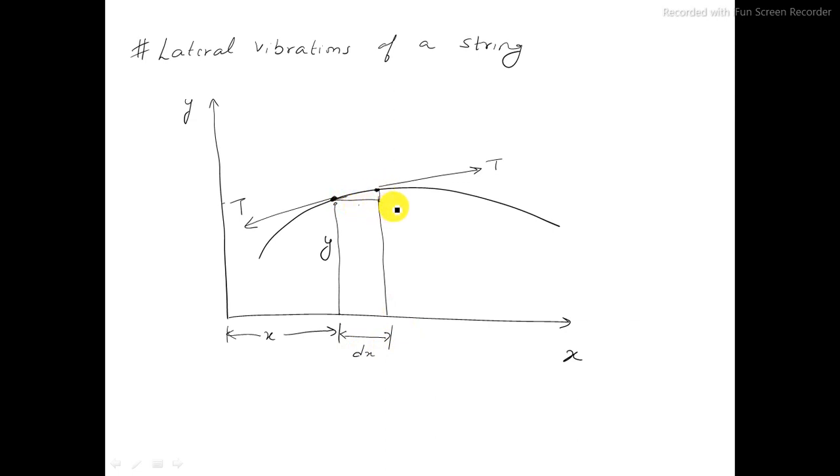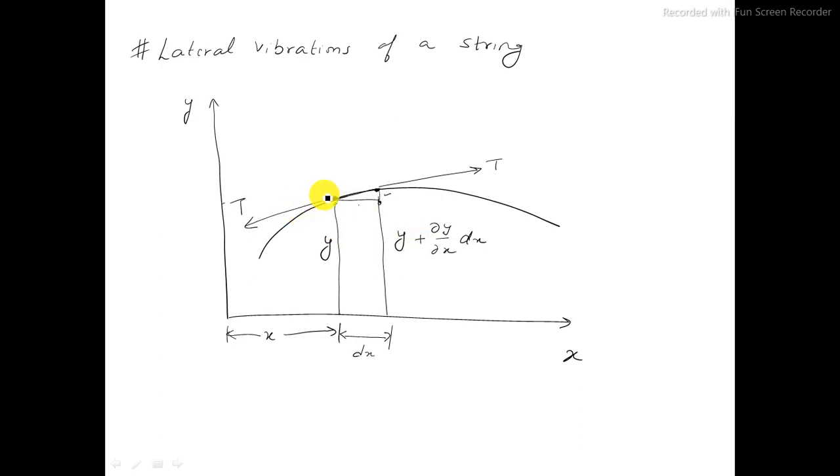So on the other end there is a distance which is y, already y, plus the change of y with respect to x into dx. So the element we have considered is of length dx, and on one side it has a distance of y, on the other side it has a distance of y plus ∂y/∂x into dx.